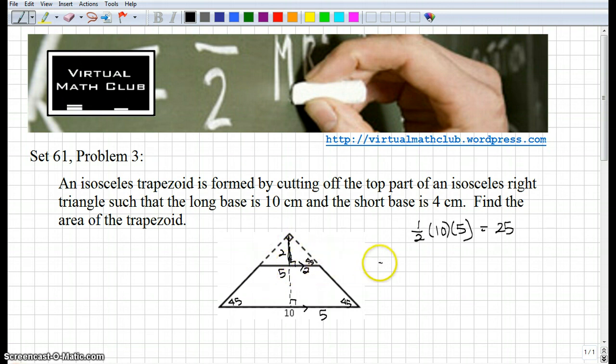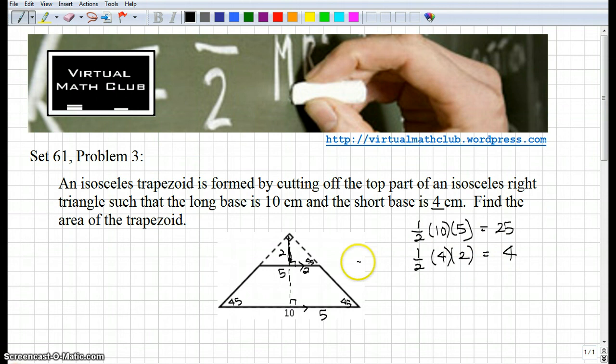So we could figure out the area of the portion that we chopped off. Let's figure that out. It's 1/2. The base is 4 and the height is 2. So we end up with 4.